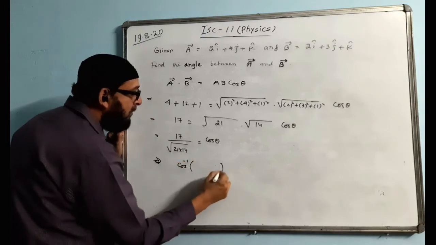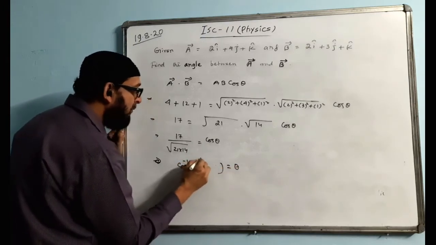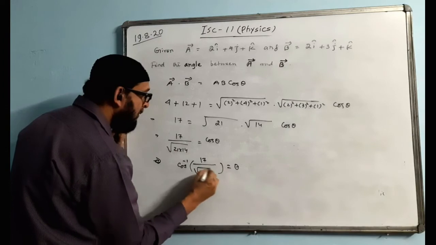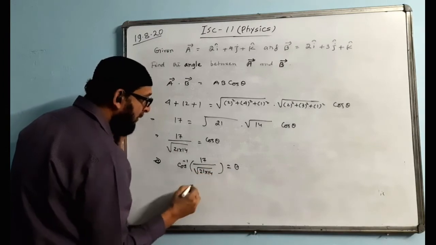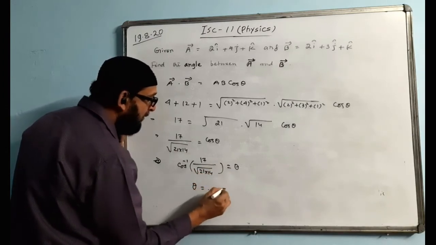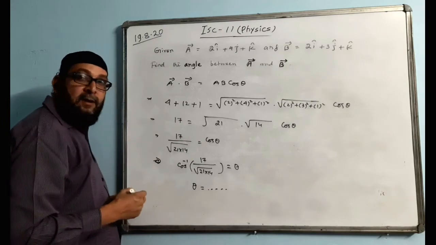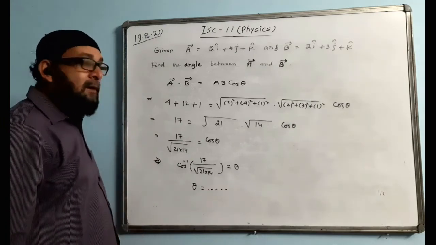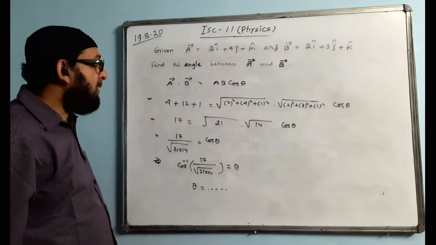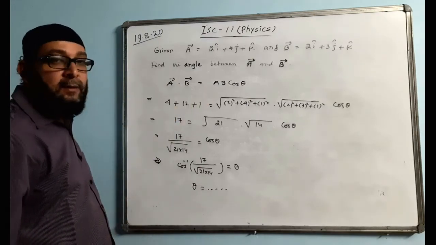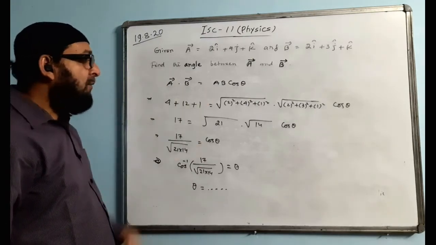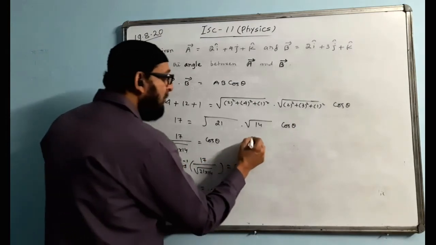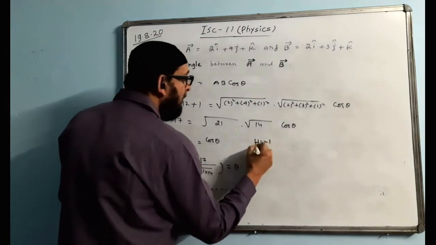That is, we will do cos inverse of this to find the value of theta. Cos inverse of 17 divided by root of 21 into 14, and you can use a calculator and find the answer. The answer will come as some degrees. If a question asks you to find the angle between any two vectors, we will use the dot product formula and then find it. So take one question for your homework.